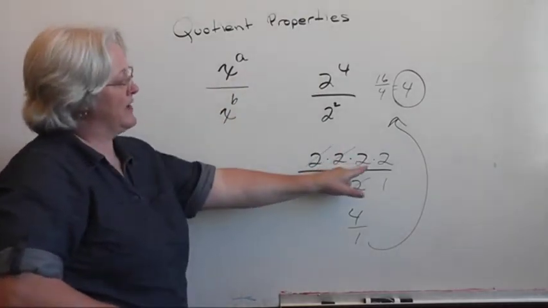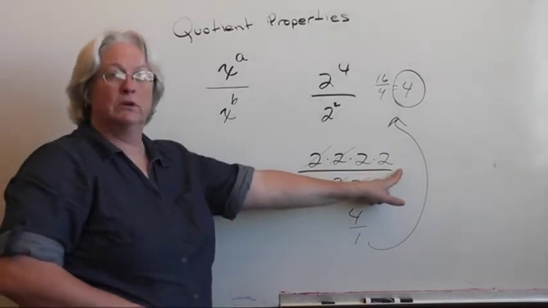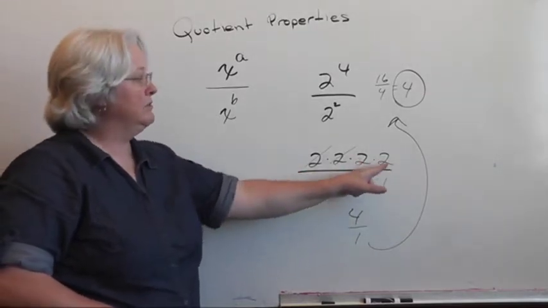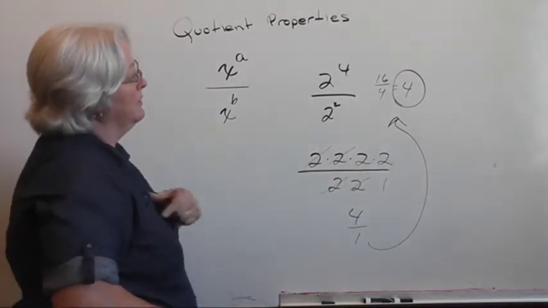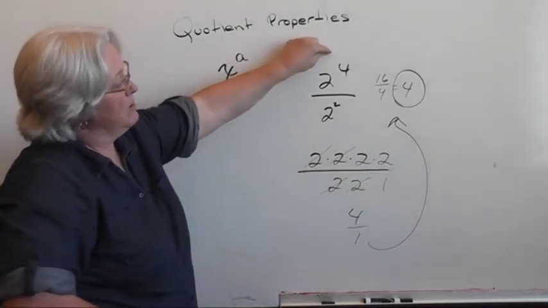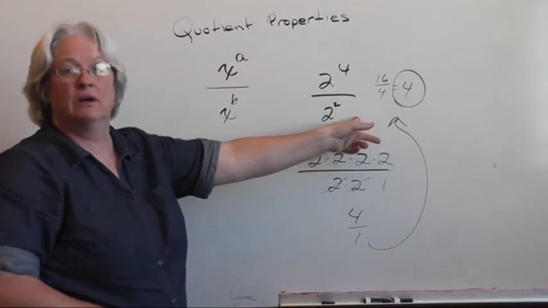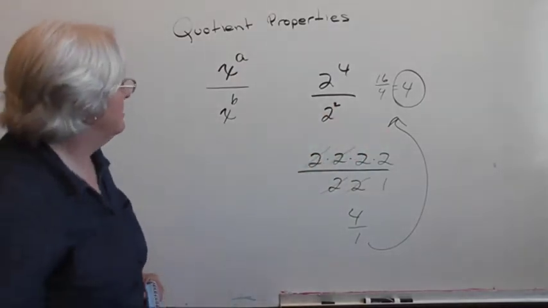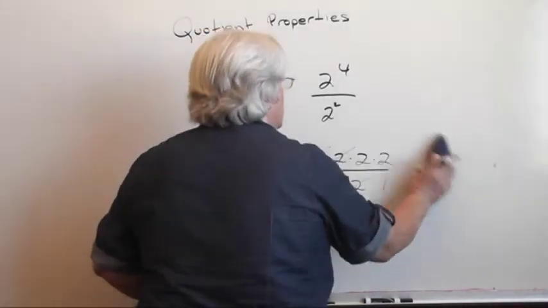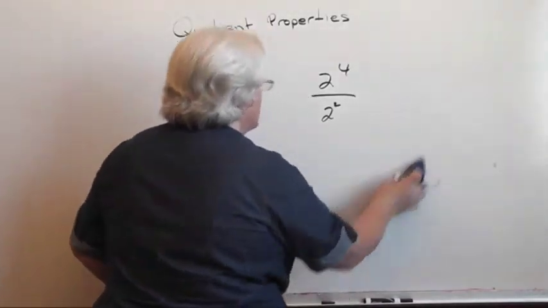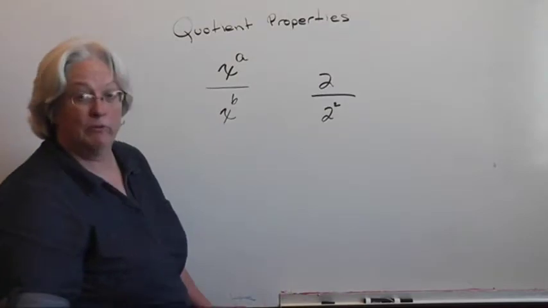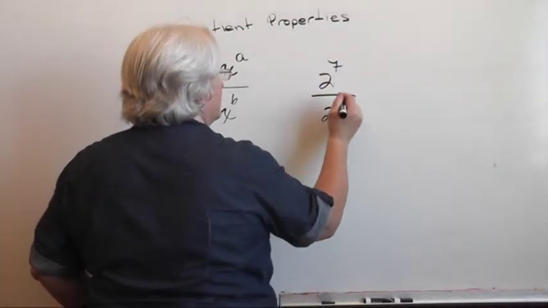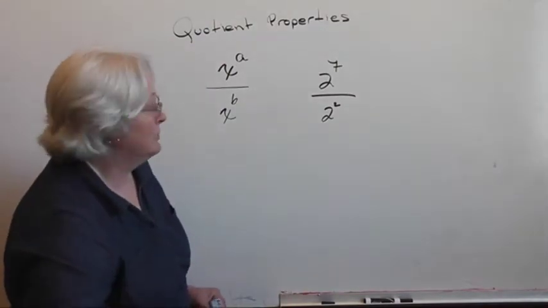So how many factors of 2 do we have remaining up here in the numerator? Well, we have 1, 2 factors of 2. 4 minus 2 is equal to 2. I wonder if there's a connection there. Well, what if we had a problem that we really wouldn't want to work out? 2 to the 7th divided by 2 cubed.